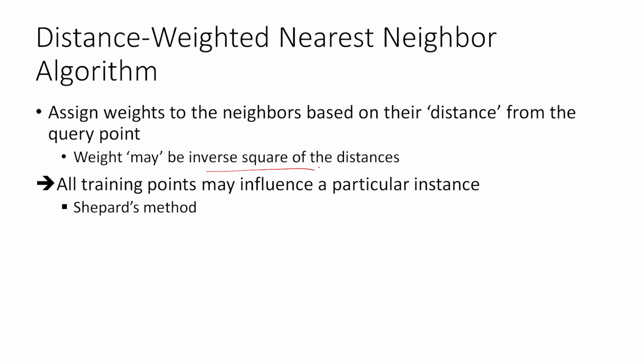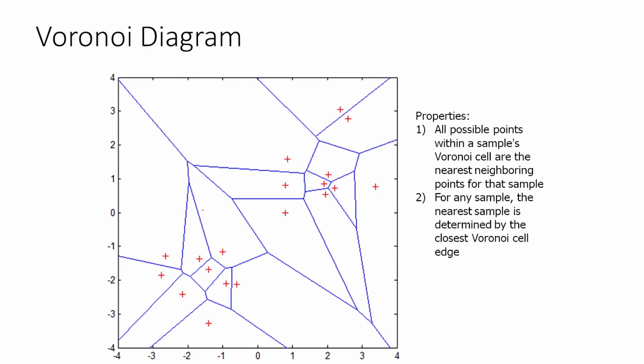So all training points may influence the particular instance then. Okay, I am not talking about that, there is a Shepard's method possible. Shepherds take the animals outside for grazing, they use certain kinds of training methods, that is what is called the shepherd method. So let us not talk about it here.